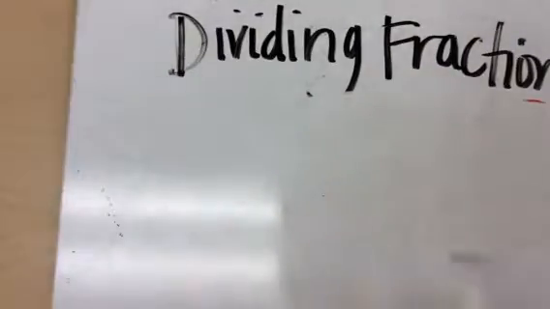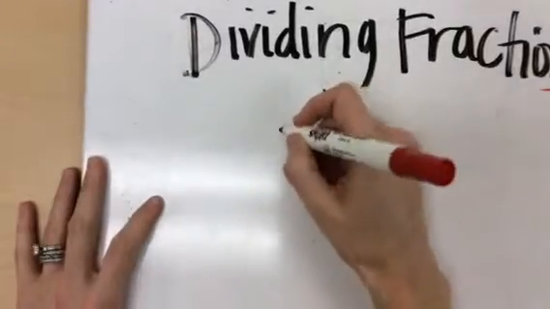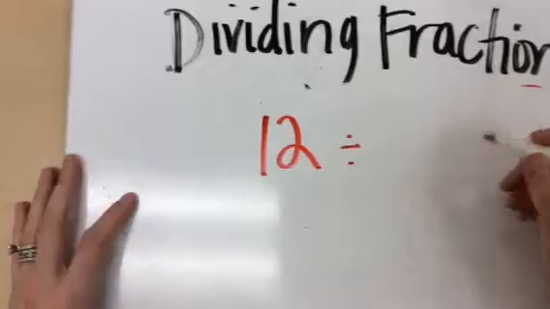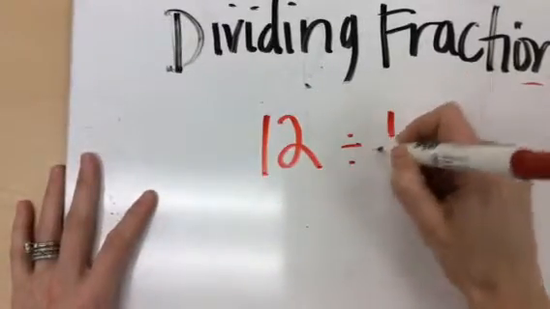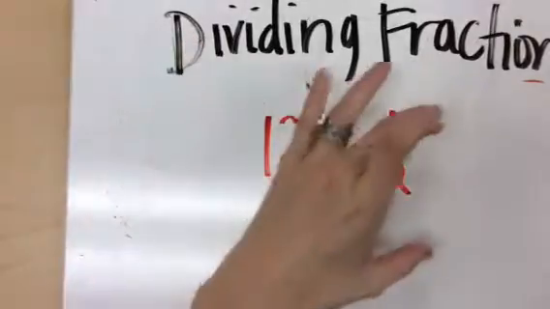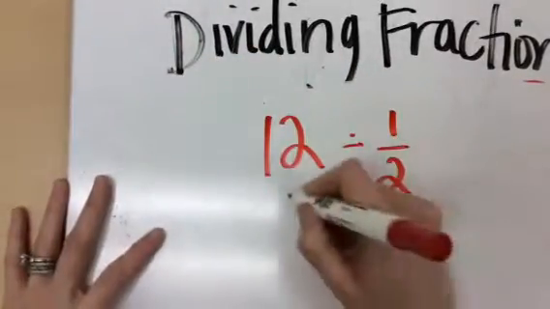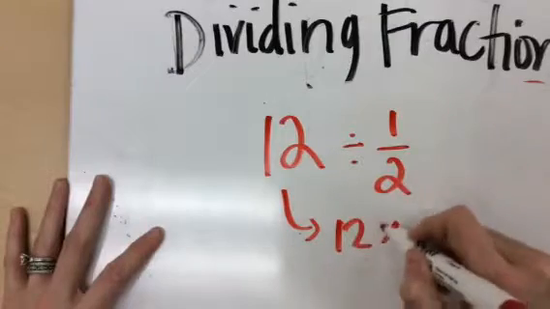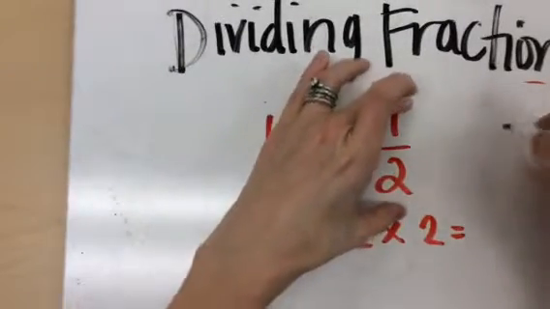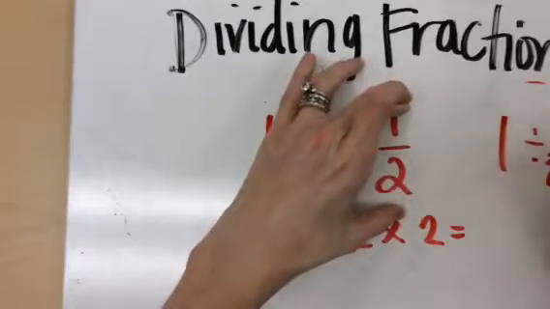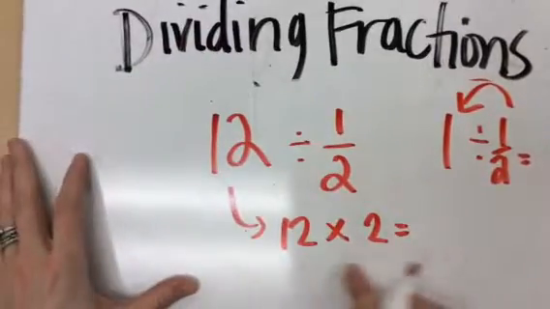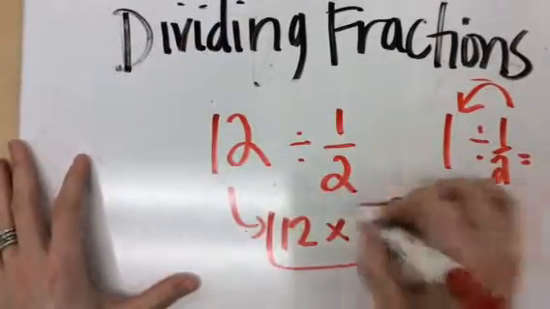Now, a lot of people think about this a little bit differently. If we have something like 12, and maybe I'm dividing it by a half, I want to know how many halves go into 12. Well, dividing by a half is the same thing as multiplying by 2, right? Because 1 divided by a half, I know a half will go into 1 two times, and now I'm doing that 12 times. So I can do 12 times 2.